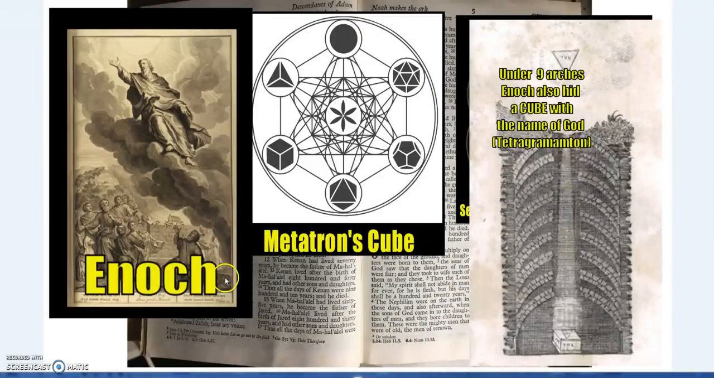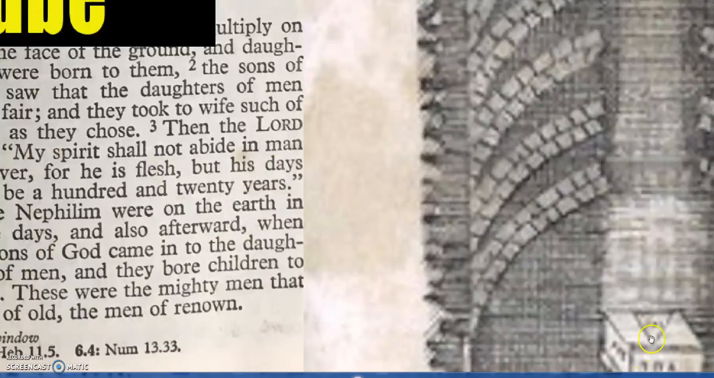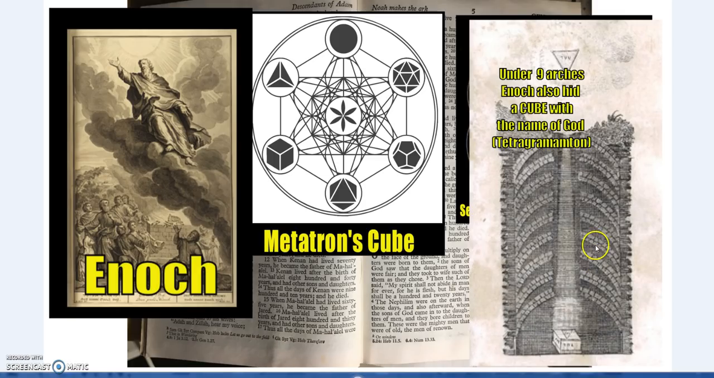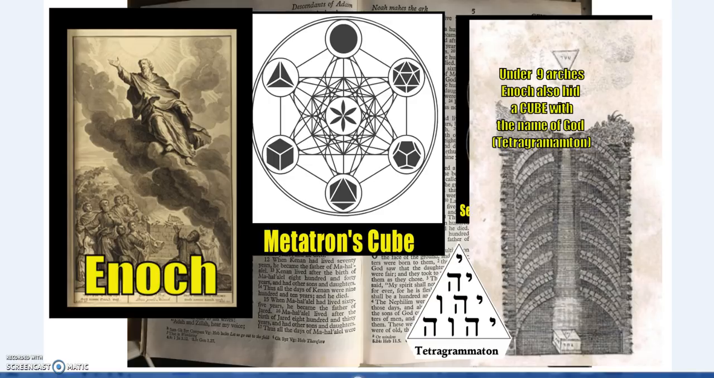Now, Enoch also made an underground chamber with 9 arches, the royal arch of Enoch, and he made a cube, and that cube had a triangle on it, the tetragrammaton, the name of God. And if you knew the name and you spoke it, you would be given wisdom. All the wisdom would become available to you, according to this legend. That's an example of a tetragrammaton.